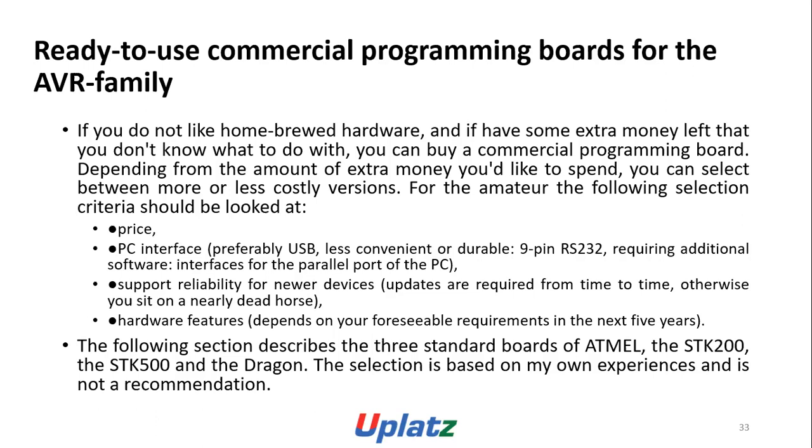Ready-to-use commercial programming boards for the AVR family. If you do not like improvised hardware and if you have some extra money left that you don't know what to do with, you can buy a commercial programming board. Depending on the amount of extra money you'd like to spend, you can select between more or less costly versions. So the following selection criteria should be looked at. Price. PC interface, preferably USB; the less convenient or durable 9-pin RS-232 requires additional software interfaces for the parallel port of the PC. Support and reliability for newer devices. Updates are required from time to time. Otherwise, you are riding a nearly dead horse.